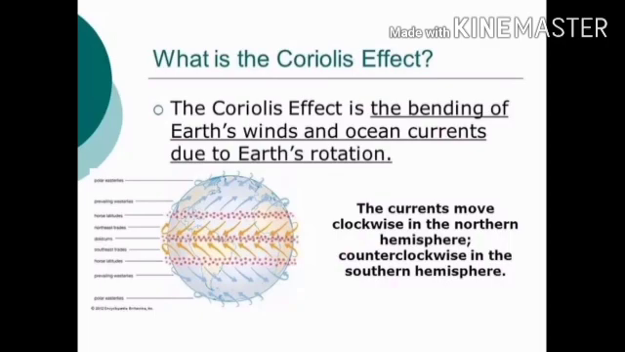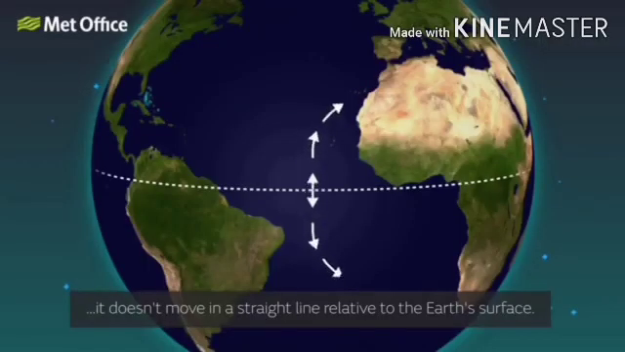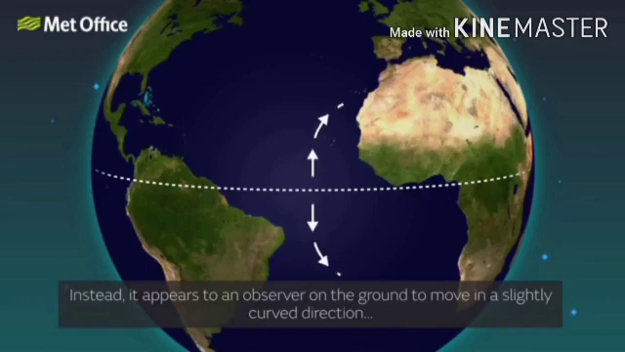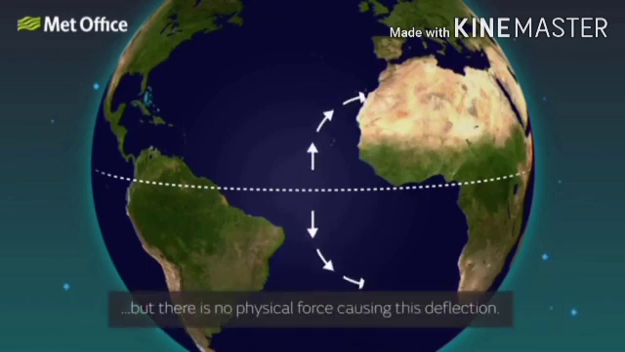Because of the rotation of the earth, the ocean currents move in a clockwise direction in the northern hemisphere and in an anti-clockwise direction in the southern hemisphere. Yes children, in the northern hemisphere it is moving in a clockwise direction, and in the southern hemisphere it is rotating in an anti-clockwise direction. This effect of rotation of the earth is called the Coriolis effect. What is it called? Coriolis effect.